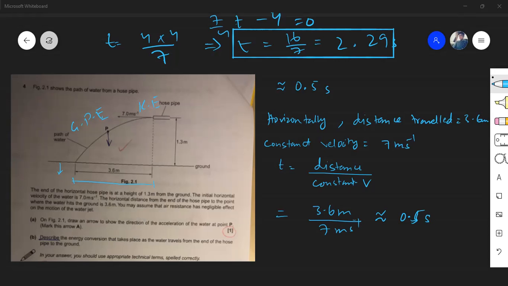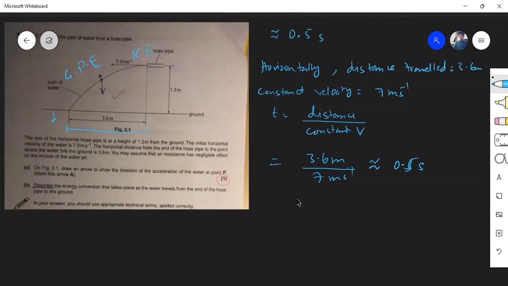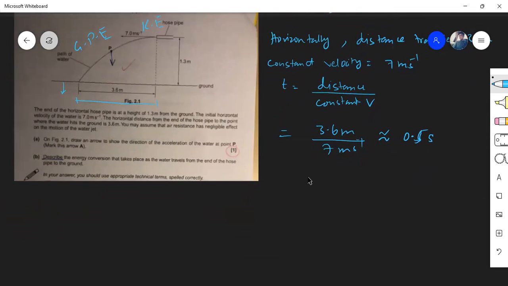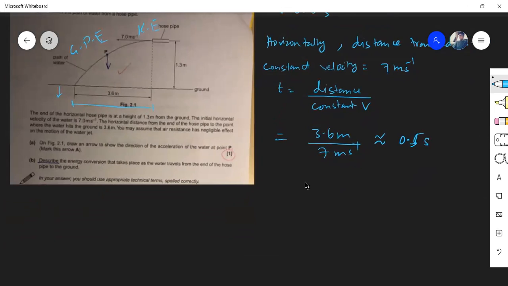Do you only do it like this if the velocity is constant? I'm sorry, I didn't follow this. What were you asking? You didn't use any of the SUVAT equations. You just used distance equals speed times time. Is it because the velocity is constant? Yes, it's because the velocity is constant, and that's why I used it.